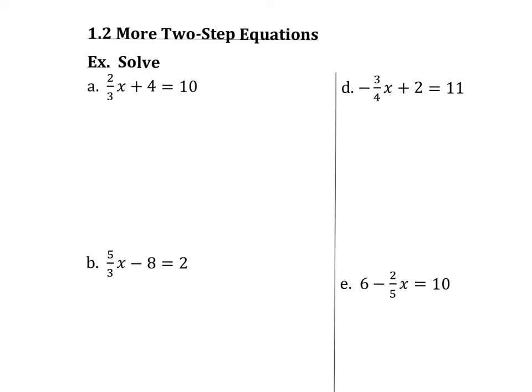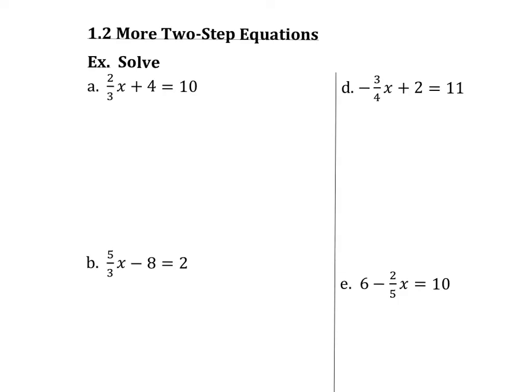Today we're going to do section 1.2, which is more two-step equations. So we're going to add the equations that have a fraction coefficient in the front right here. It'll still be a two-step equation, but with fractions we always have to be careful. So I'm going to look at the equation, look at the side with the variable. I have 2/3 x and I have a plus 4.